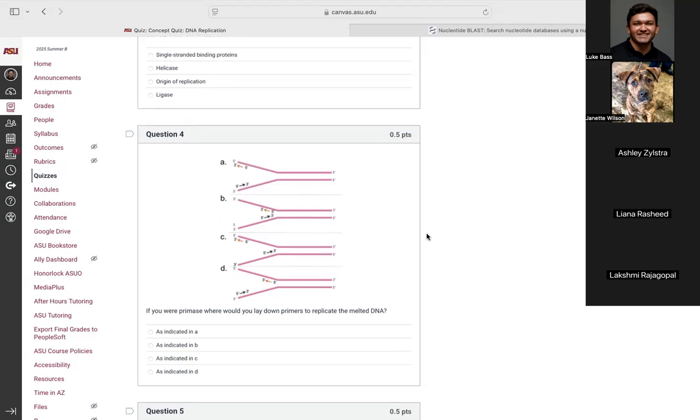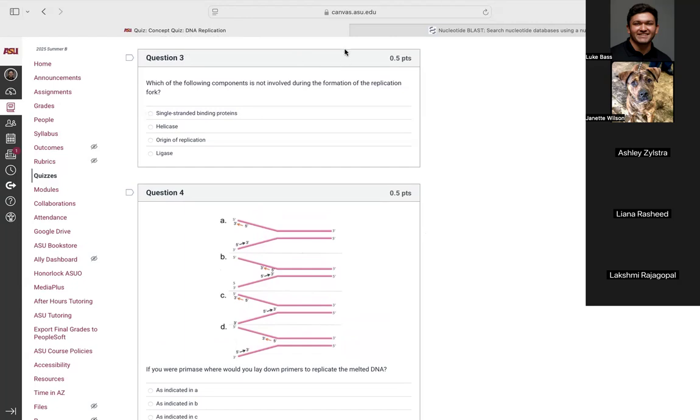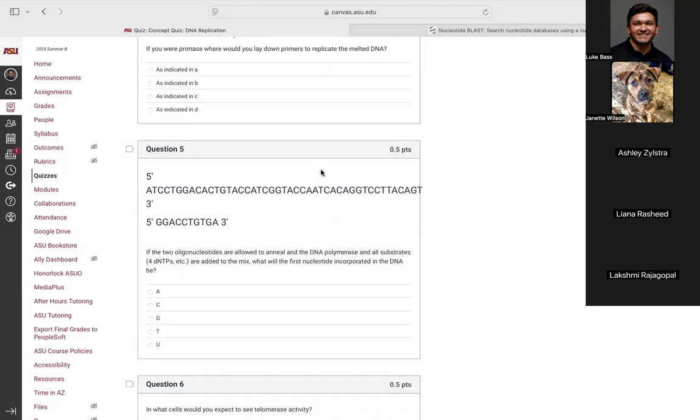And question 5, also a difficult question. Okay. The two oligonucleotides are allowed to anneal, and the DNA polymerase and all the substrates, the four dNTPs, A, C, T, G, are added into the mix. What will the first nucleotide incorporated in the DNA be? Wait, if the two oligonucleotides are, are we missing the second one? No, the first one is that long line, and then the second one is probably a primer right below it.